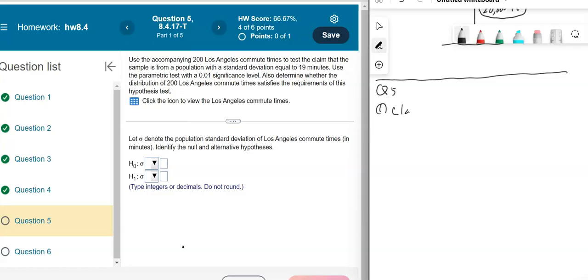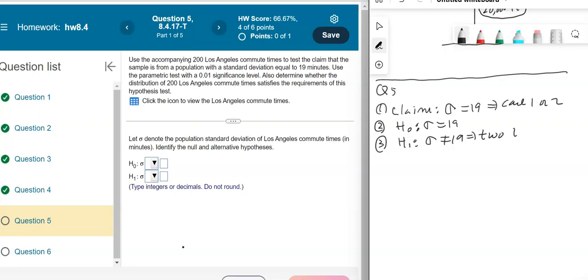So the claim is that the standard deviation is equal to 19. So this must be case 1 or 2 for the final conclusion. And then the null hypothesis is sigma equals 19. The alternative hypothesis is sigma is not equal to 19. So this is two-tail. This is a good example for two-tail.